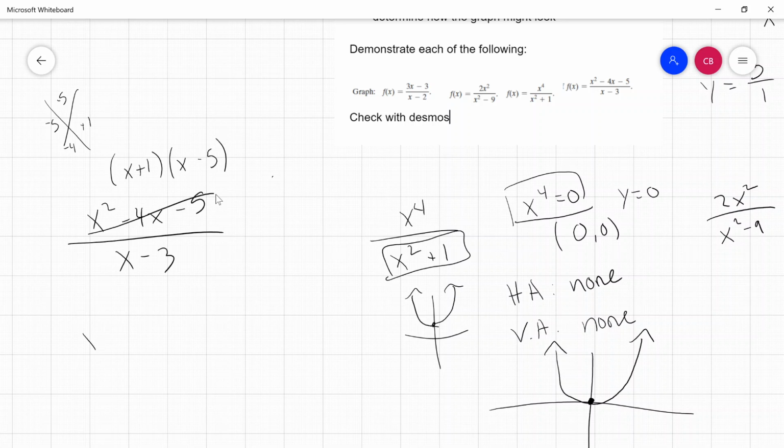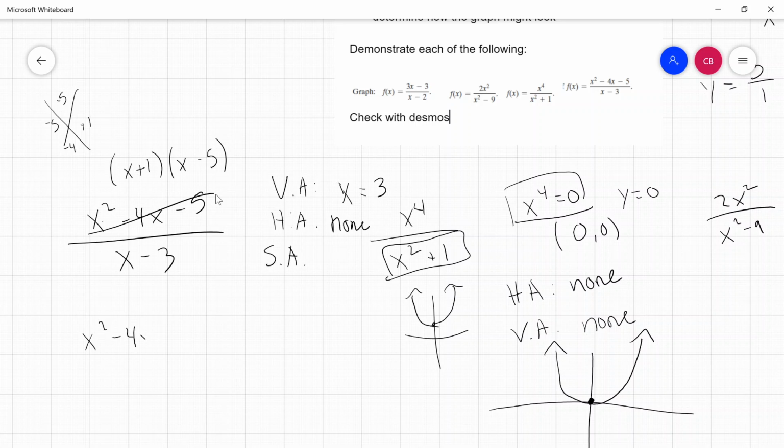So we've got vertical asymptote. That's at x is equal to 3. Horizontal asymptote. Well, there's none because degree of the numerator is 2, degree of the denominator is 1. Slant asymptote. We got to do long division.